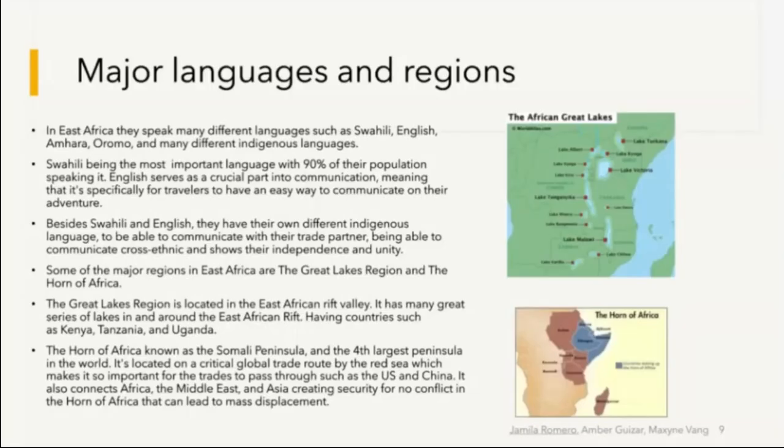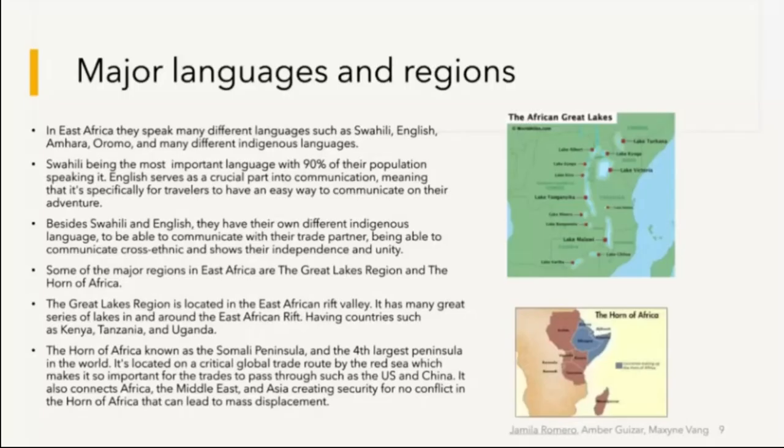Some of the major regions in East Africa are the Great Lakes region and the Horn of Africa. The Great Lakes region is located in the East African Rift Valley. It has a great series of lakes in and around the East African Rift, with countries such as Kenya, Tanzania, and Uganda. The Horn of Africa, known as the Somali Peninsula, is the fourth largest peninsula in the world.